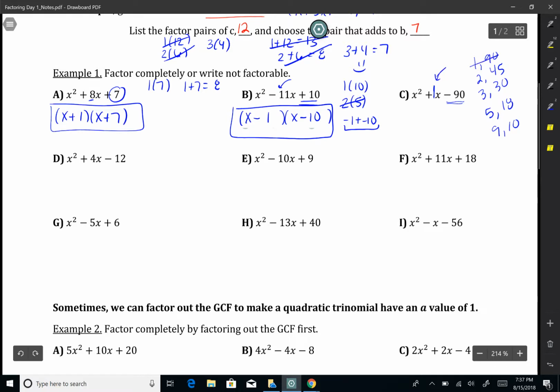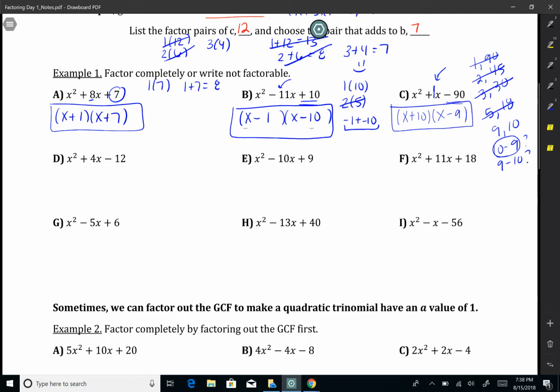1 and 90 has a difference of 89. Nope. 2 and 45 has a difference of 43. 30 and 3 has a difference of 27. Nope. 5 and 18 have a difference of 13. 9 and 10 have a difference of 1. Now, do I want to take 10 minus 9, or do I want to take 9 minus 10? Well, I look at my B value, and it's a positive 1. So I'm going to want a positive 10 and a negative 9. So I'm going to go x plus 10 times x minus 9. Because 10 times a negative 9 gives me a negative 90, and 10 minus 9 gives me 1.